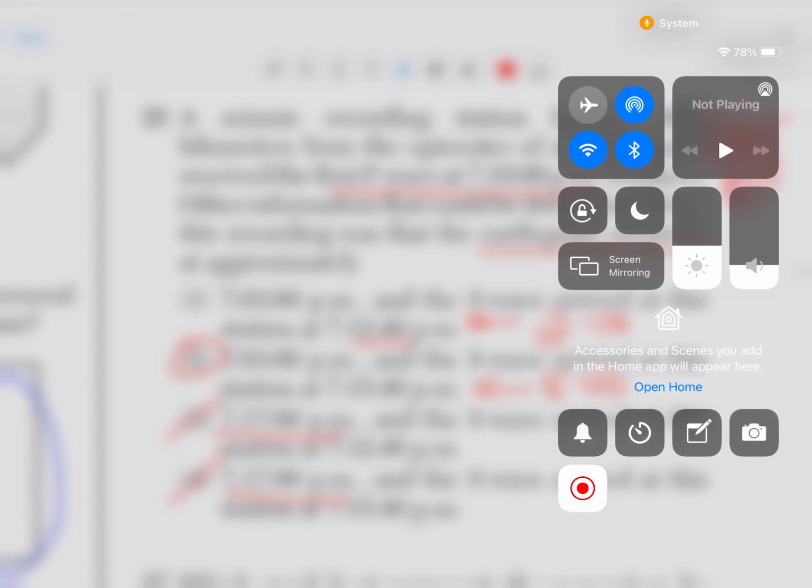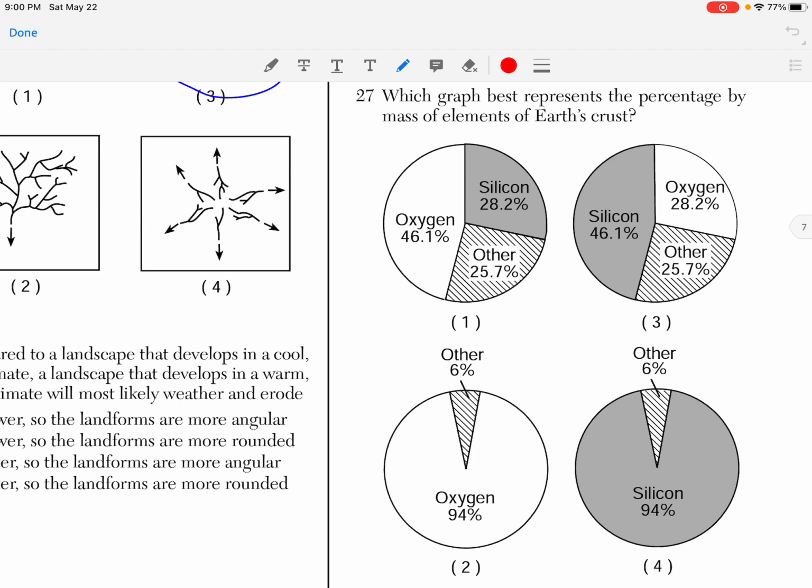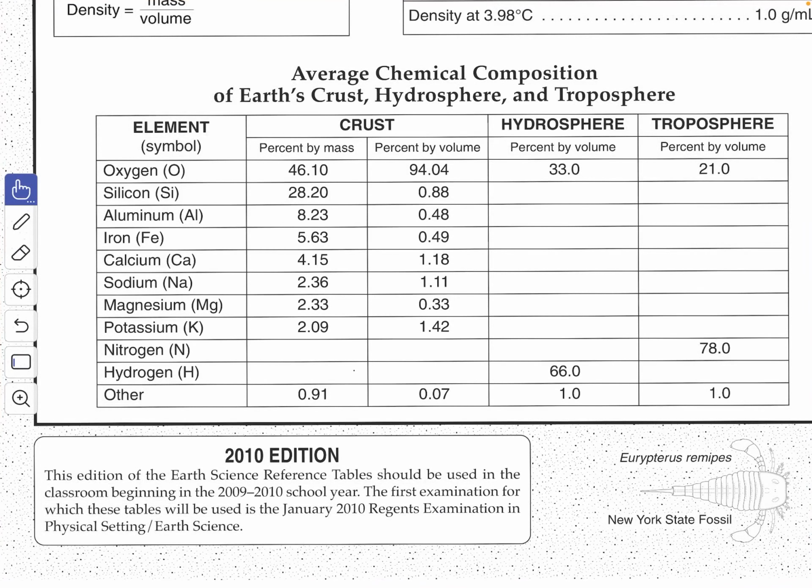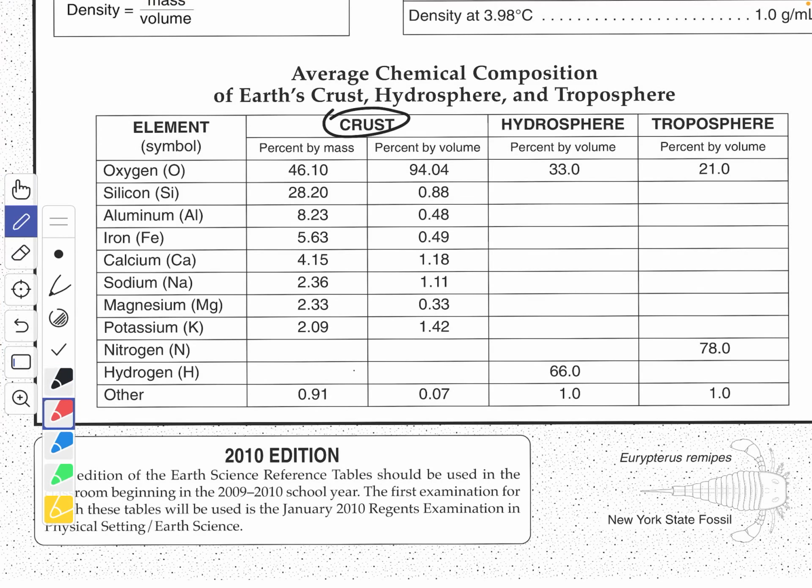Alright guys, this question number 27 is another reference table question. Specifically, this is page 1. It's right at the bottom of the chart of your reference table. We're looking for the percentage by mass, and that's key, by mass in Earth's crust. So let's go to our reference table on page 1 and take a look at that. Here we have all the chemical composition of the Earth's crust, and specifically we're looking for the crust by mass. So right there, by mass, and we're looking specifically at oxygen.